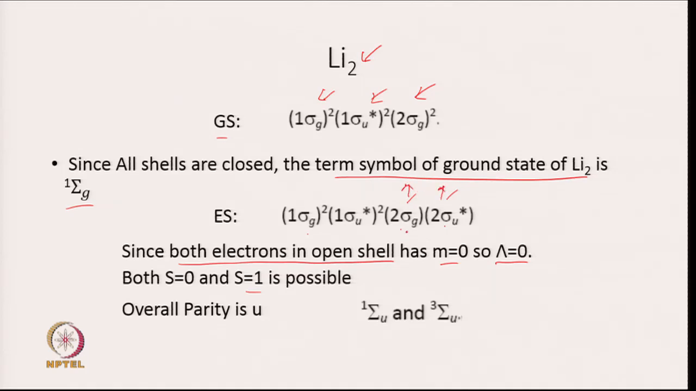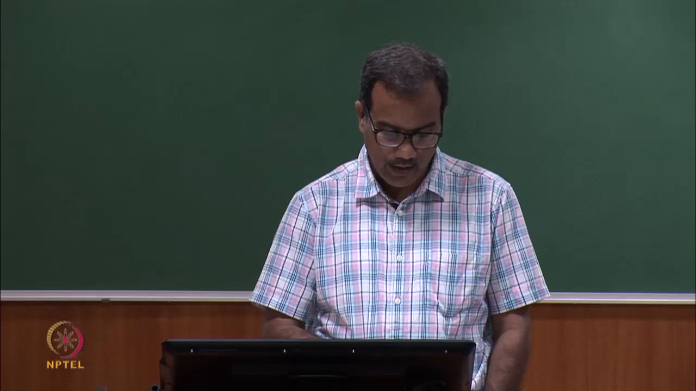So it can be like this, it can be like this also. And so S is equal to 1 in this case, and in this case S is equal to 0. And so both S equal to 0 and S equal to 1 are possible, and the overall parity will be g cross u is equal to u. And so you have 2 different terms, 1 sigma u and 3 sigma u. So this is the way you can get the electronic states of lithium 2.